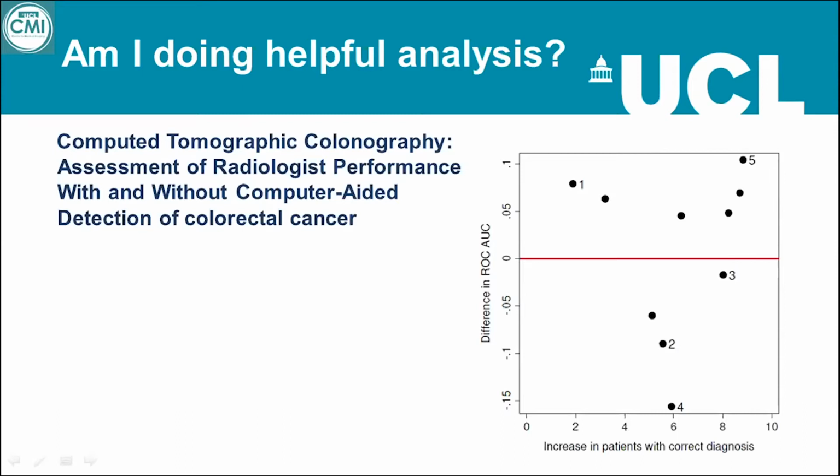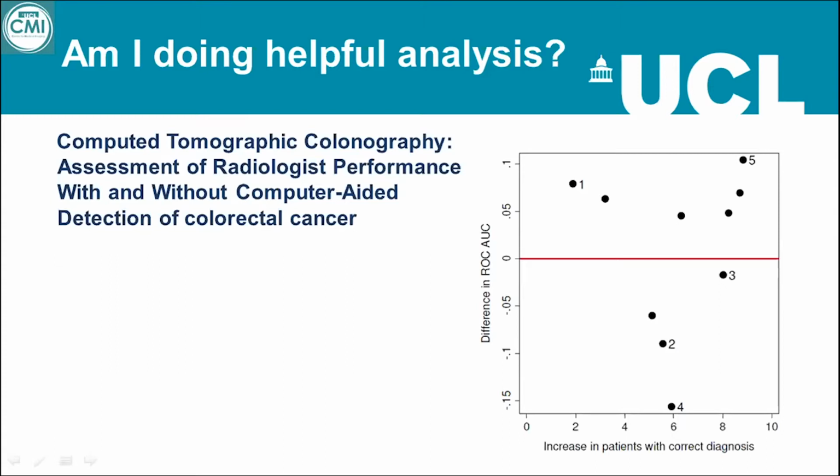And Steve Halligan and others will recognize this study. So this is a CT colonography study looking at readers' performance with and without computer-aided detection. And we're looking for colorectal cancer. We'd done one study and looked at sensitivity and specificity and how accurately the radiologists were diagnosing colorectal cancer with and without computer-assisted detection. And we were being asked, as a next study going for FDA licensing, to look at the difference in the ROC AUC.